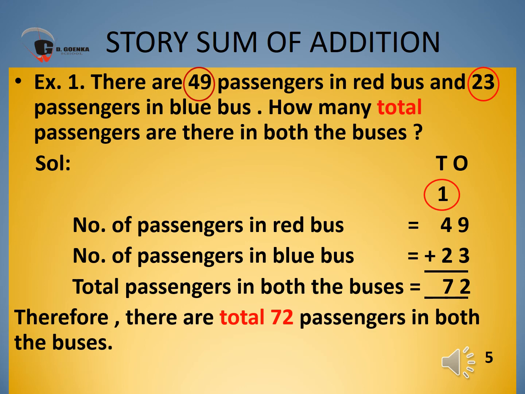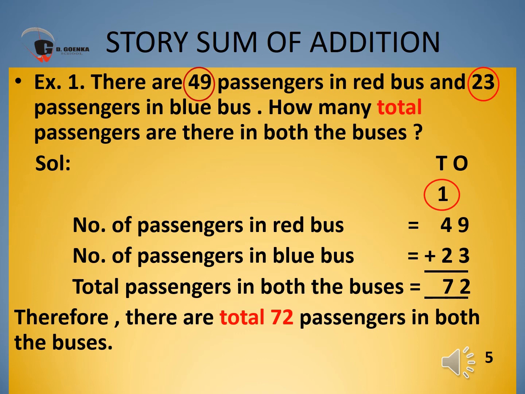Let's move on to our first example. So as discussed earlier, we will read the question or the example at least two times. There are 49 passengers in the red bus and 23 passengers in the blue bus. How many total passengers are there in both the buses? So I'll read it again for you. There are 49 passengers in the red bus and 23 passengers in the blue bus. How many total passengers are there in both the buses?